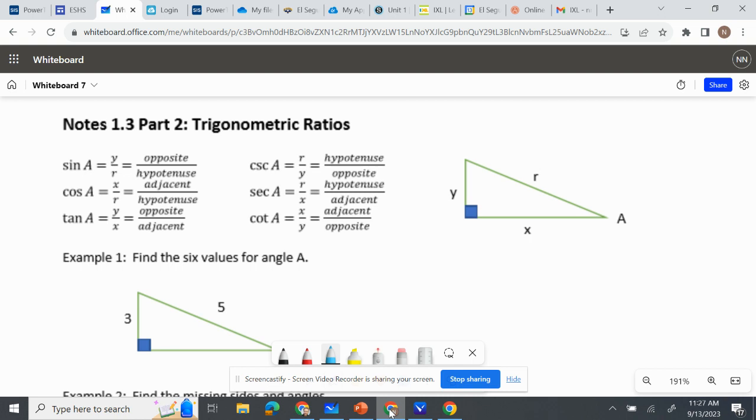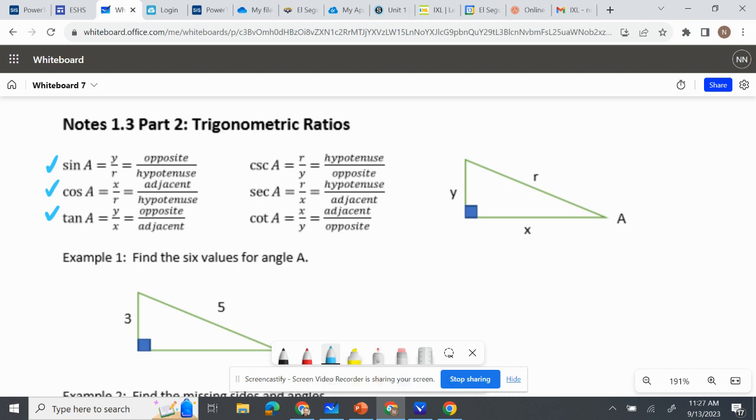What we're going to do is continue with the trig ratios. This time we're going to be looking at three other trig ratios. So last time we looked at sine, cosine, and tangent. Sine was opposite over hypotenuse. Cosine was adjacent over hypotenuse, and tangent is opposite over adjacent.